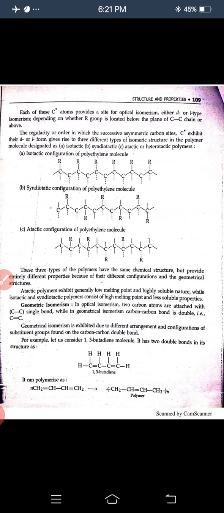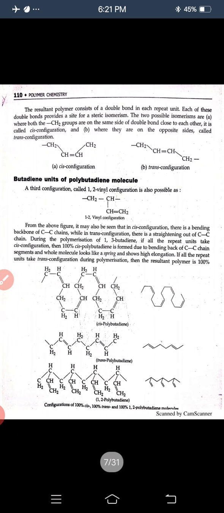Geometric isomerism is important where carbon-carbon has a double bond. This is the structure of 1,3-butadiene, with two double bonds at the 1 and 3 positions, and this is polymerized to form a polymer. In this we can say the two CH2 are in the same direction. This is the cis configuration, and this is the trans configuration, where CH2 is in the opposite direction. This is geometrical isomerism because carbons having a double bond have forbidden rotation.